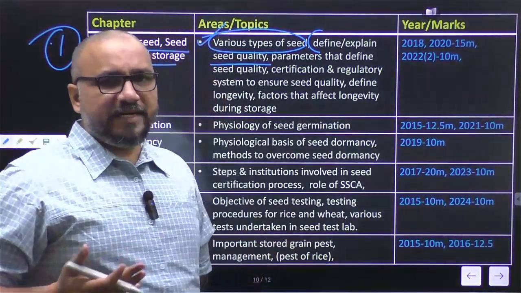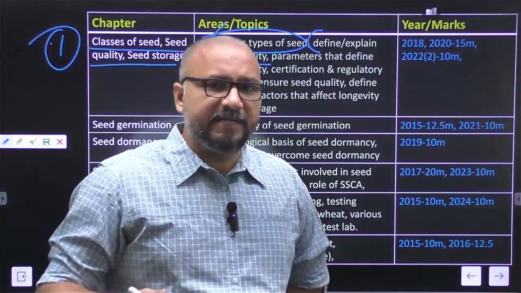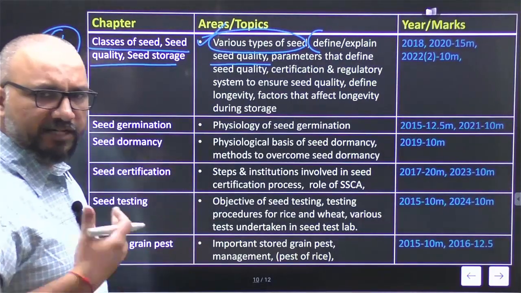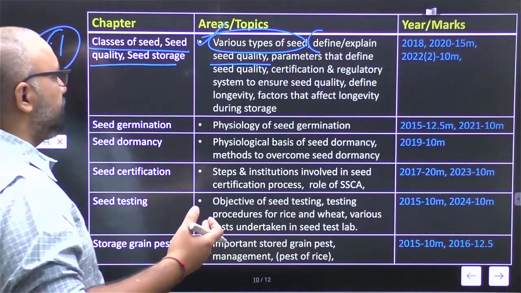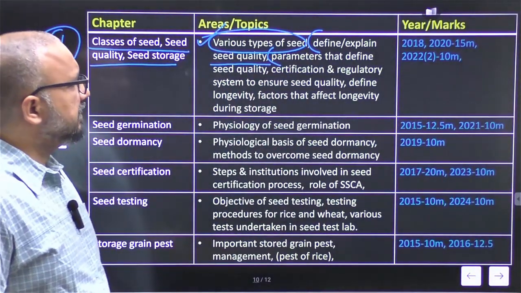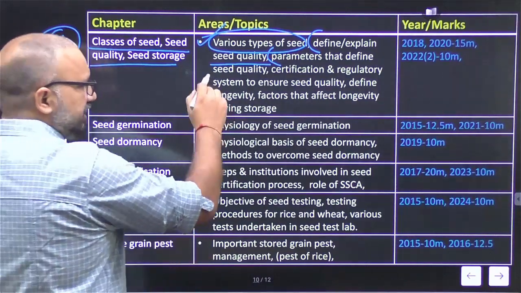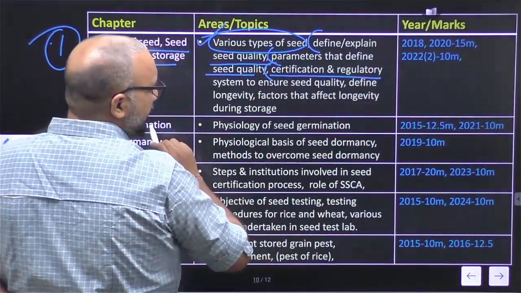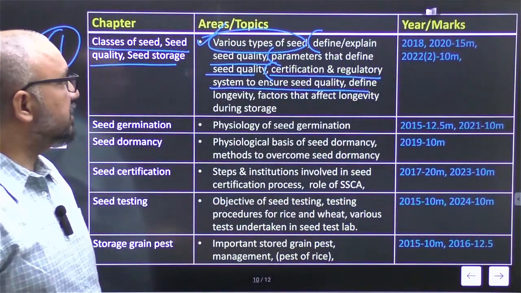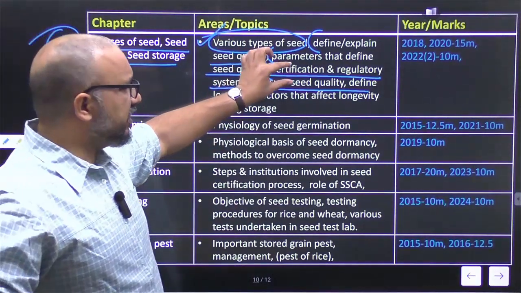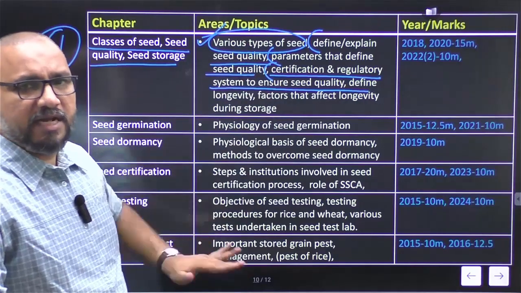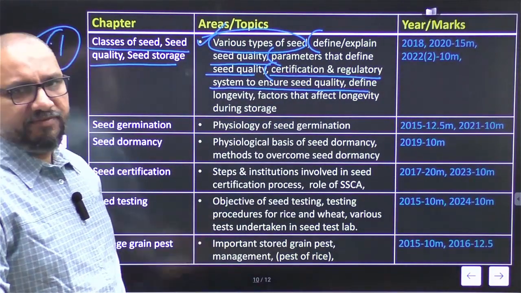Again, seed quality cannot be defined by a single parameter. There are multiple parameters. So you have to explain those: physical purity, genetic purity, other crop seed, right? Weed seeds. Then parameters that define the seed quality, certification and regulatory system to ensure seed quality. So what is the certification and regulatory system to ensure seed quality? Now the same topic can be put under seed certification.